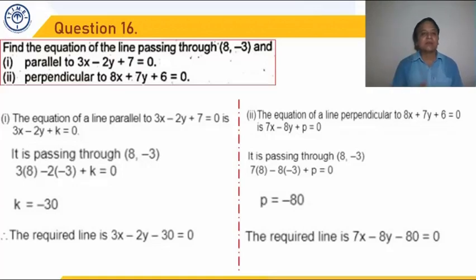The line is passing through (8, minus 3) and perpendicular to the given line 8x plus 7y plus 6 equal to 0.